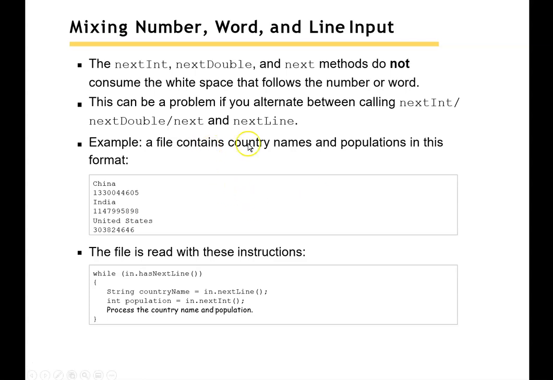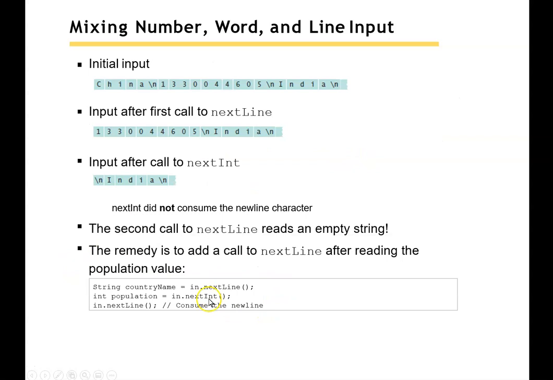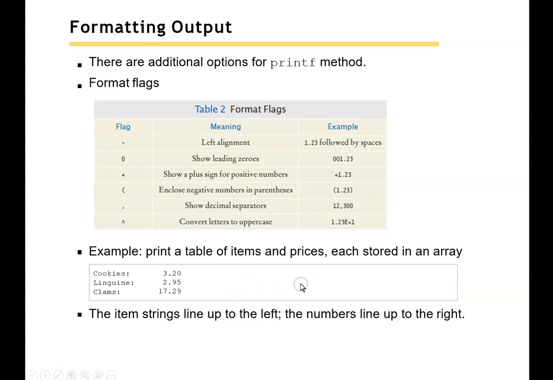So, for example, country names and that sort of thing. The file is read with these instructions. The second call, nextInt, didn't consume the newline, so the next call to nextLine produces an empty string. The remedy is to add a call to nextLine after reading the population value. So we read the next line, read an integer, and then consume the newline.